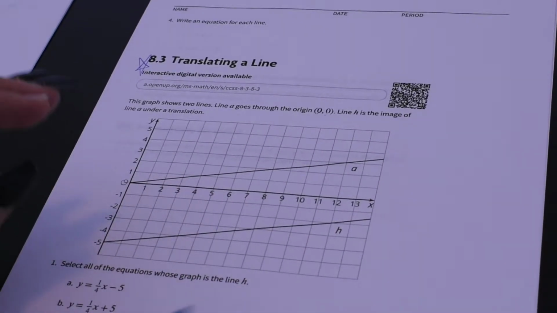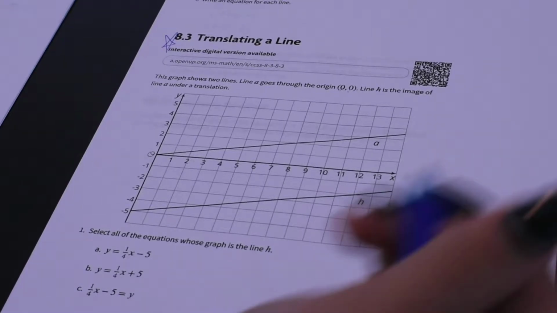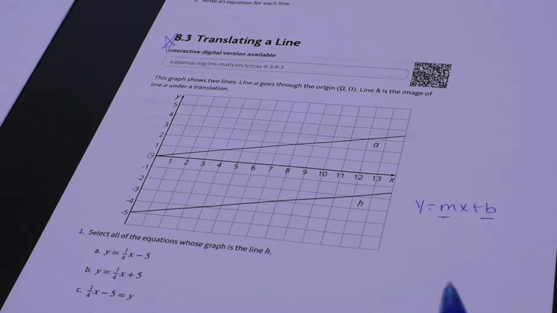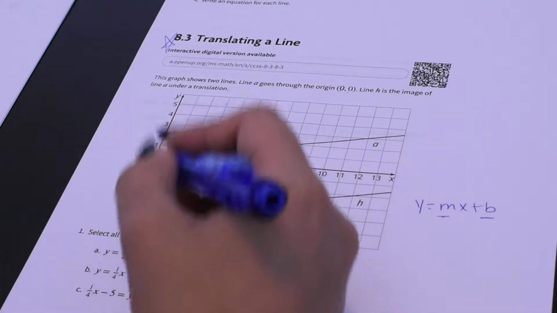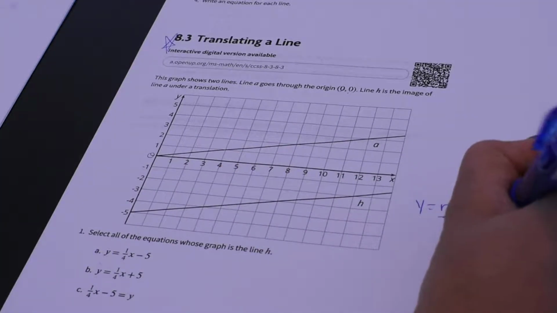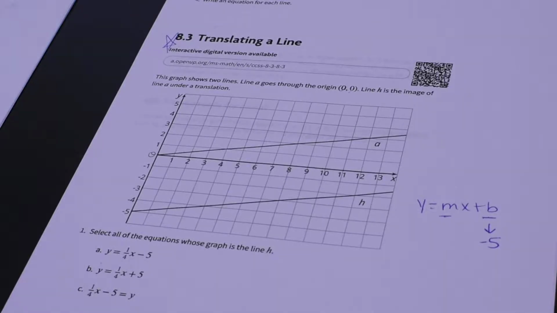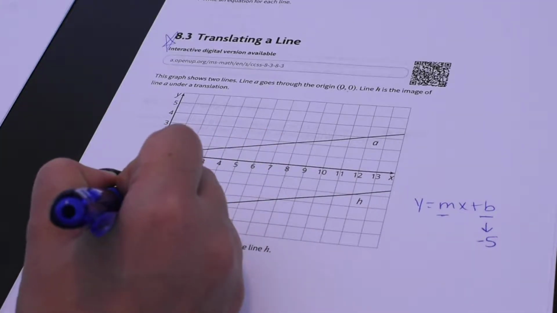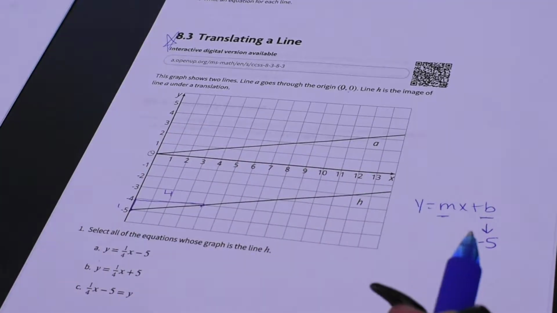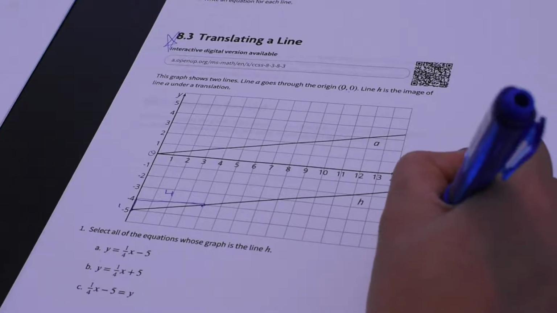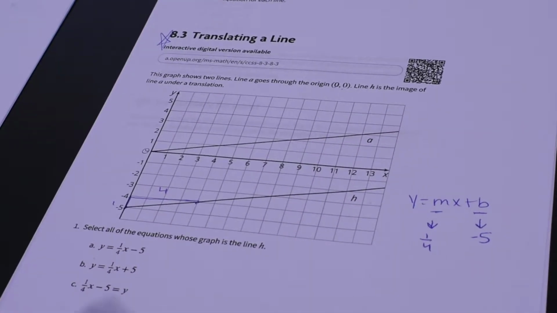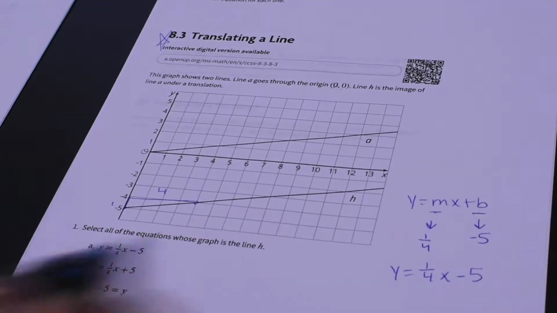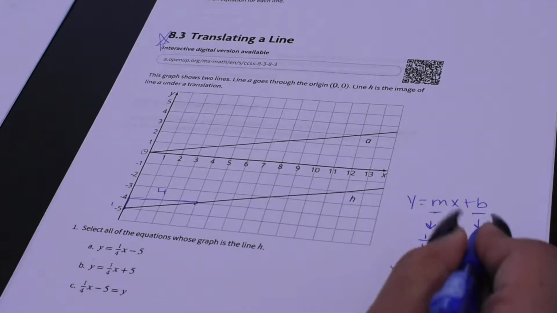Let's look at H, right? For an equation of a line, we know it's written as y equals mx plus b. We need the m, we need the b. B is where this line crosses the y-axis. It crosses at -5. So we know b has to be -5. Now we need to find the slope. I can use this point and this point. Create a slope triangle. I rise 1 and run 4. So m is 1/4. So y equals 1/4 x minus 5. Because it's a -5, my b.